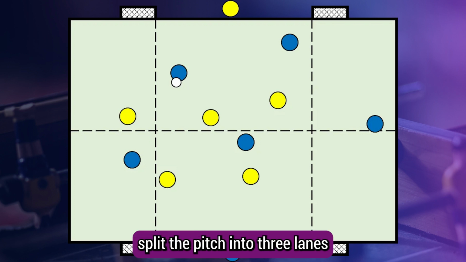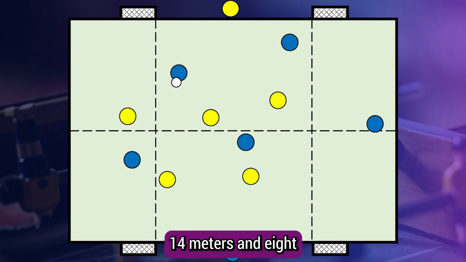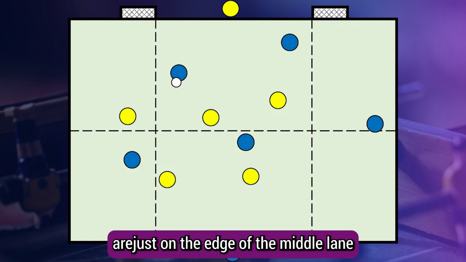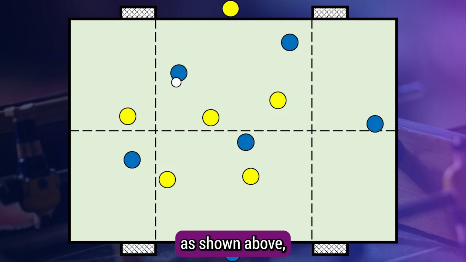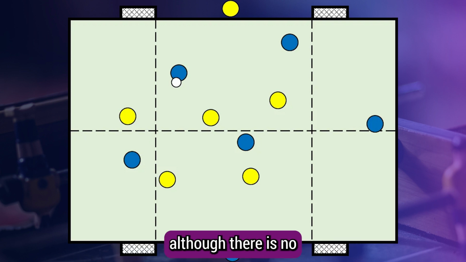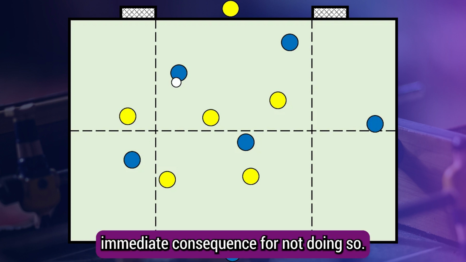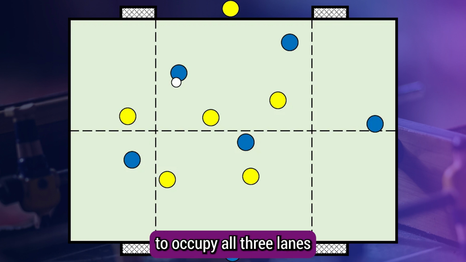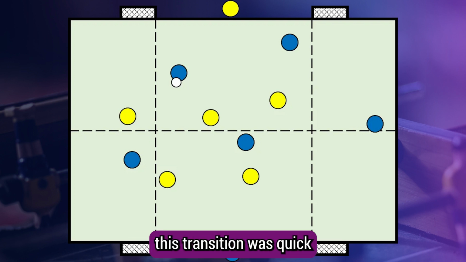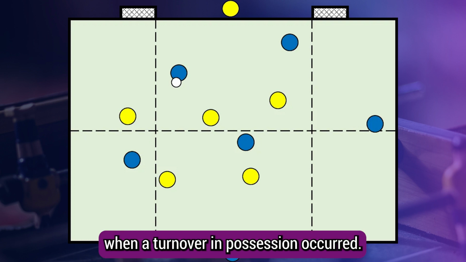Vertical lines split the pitch into 3 lanes, 14 meters and 8 meters wide for middle and outside lanes respectively. Mini goals are adjusted on the edge of the middle lane, as shown above, allowing the end players some room to move in between them. Although there is no immediate consequence for not doing so, I coach the players to occupy all 3 lanes when in possession, blues above, and only 2 when out of possession, yellows. The players were encouraged to make sure this transition was quick when a turnover in possession occurred.